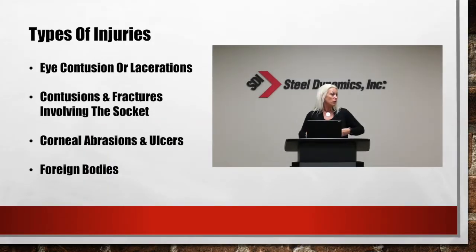A lot of times the types of injuries that we may see will include an eye contusion or bruise, laceration, contusions and fractures involving the socket of the eye, corneal abrasions and sometimes ulcers, and then foreign bodies. So how do we treat eye contusions or lacerations?